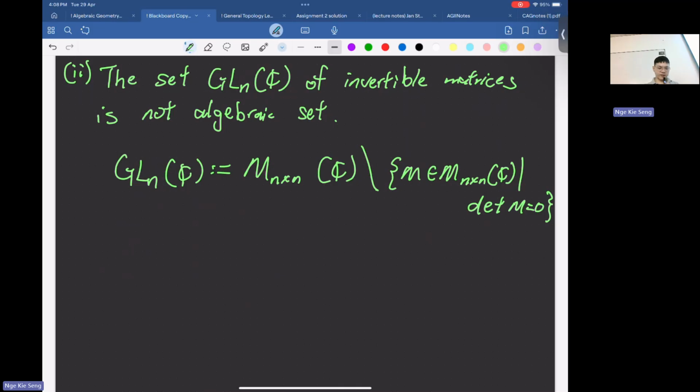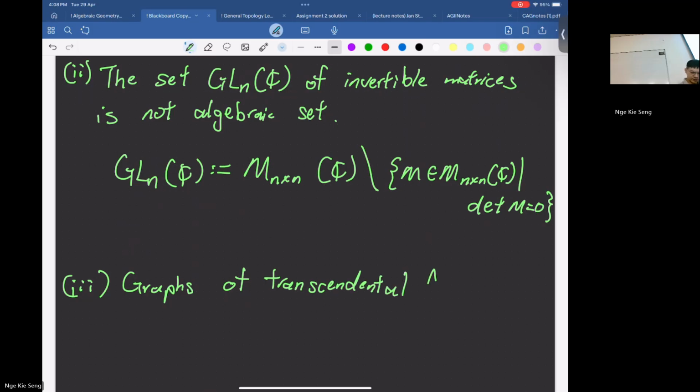What else? If you consider, like what we did yesterday, the graph of a transcendental function, it is also not algebraic. Maybe you can try and show this. For example, the graph y equals e to the x, the exponential graph, is not algebraic as well.